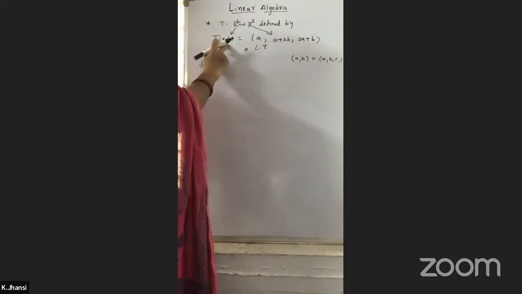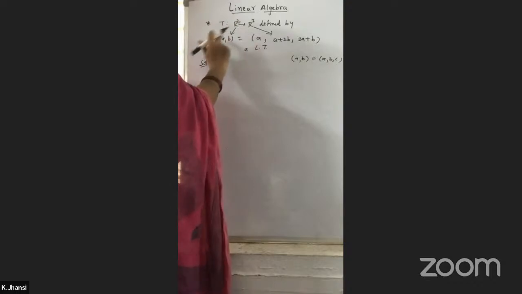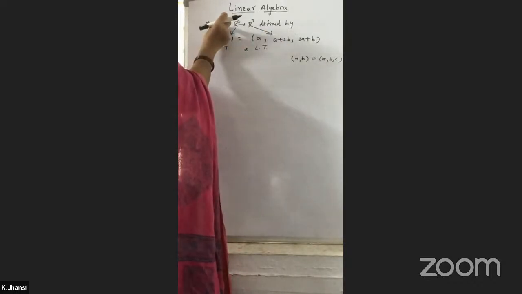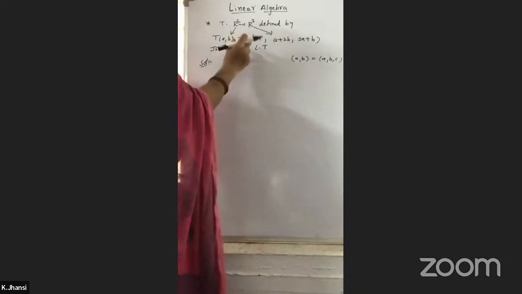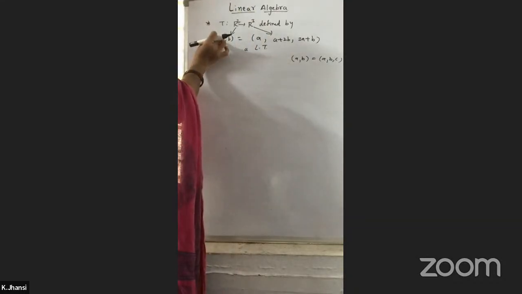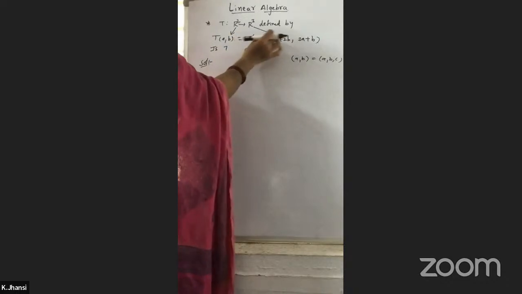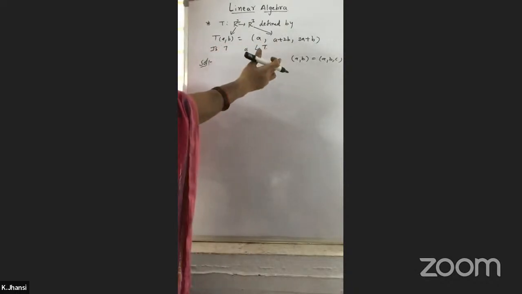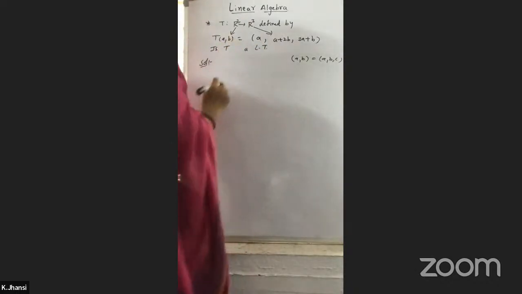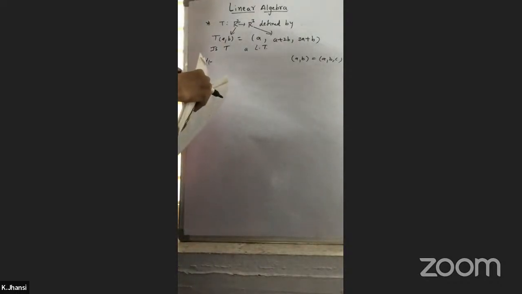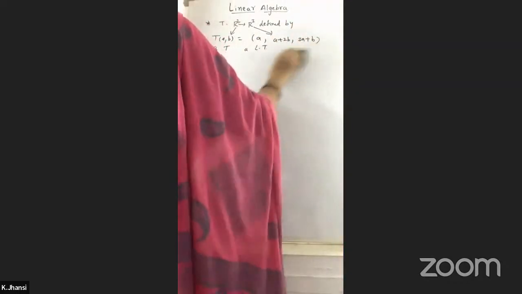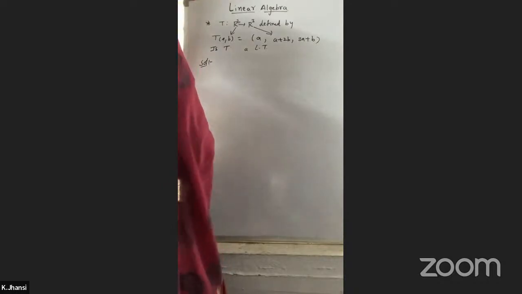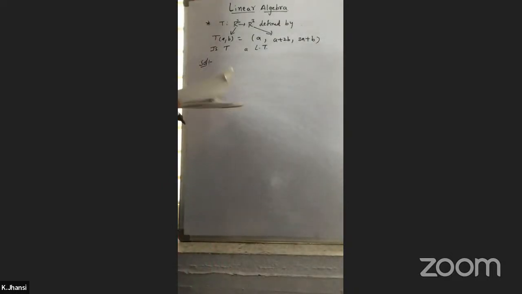So you have to show whether the transformation mapped from R2 to R3, defined as T of (a, b) equals (a plus 2b, 3a plus b), forms a linear transformation or not. You can do this in two ways: you can use the first definition, or else directly take the second definition. With the help of the second definition, we'll check this transformation.